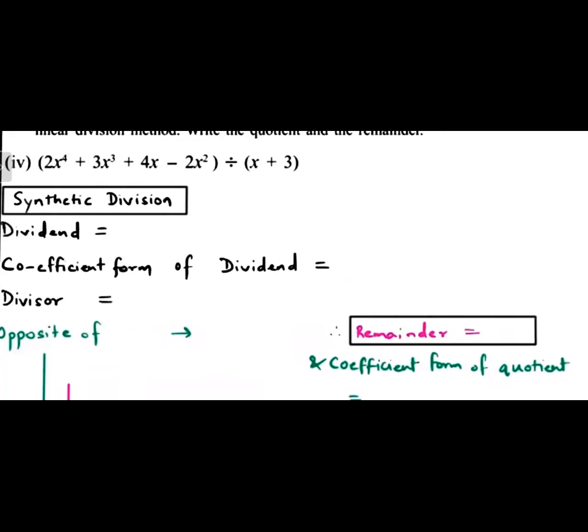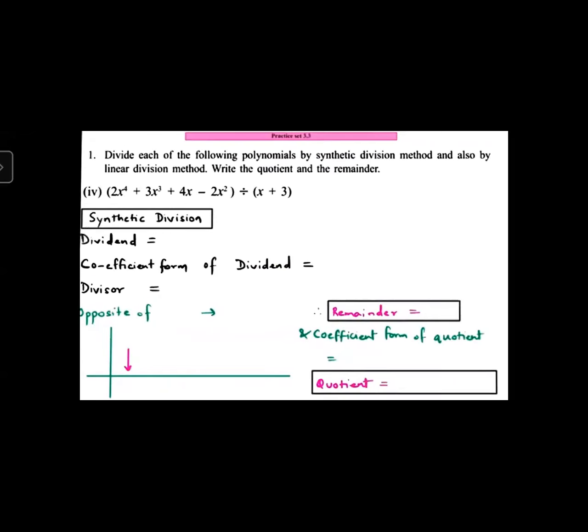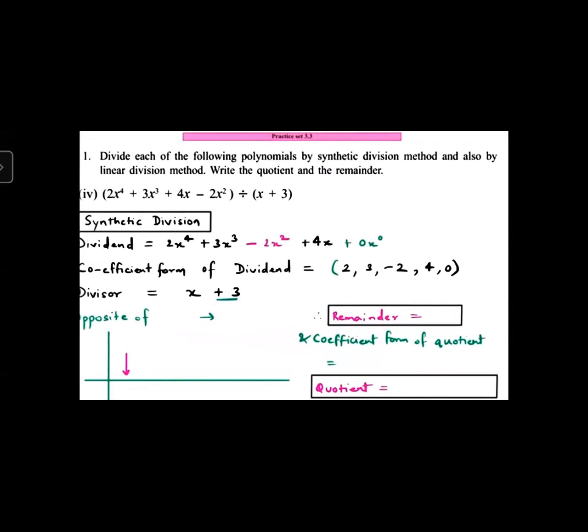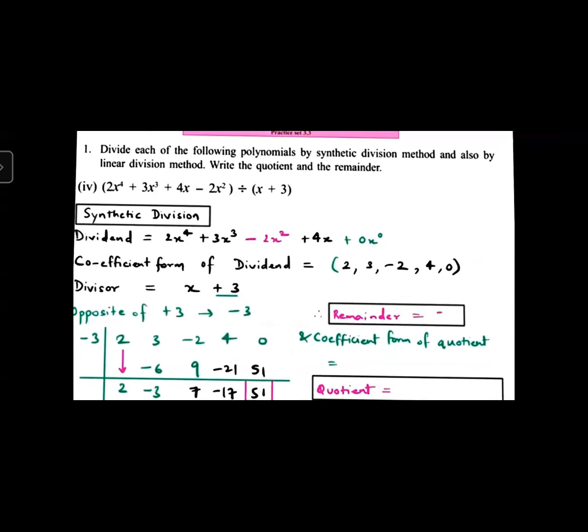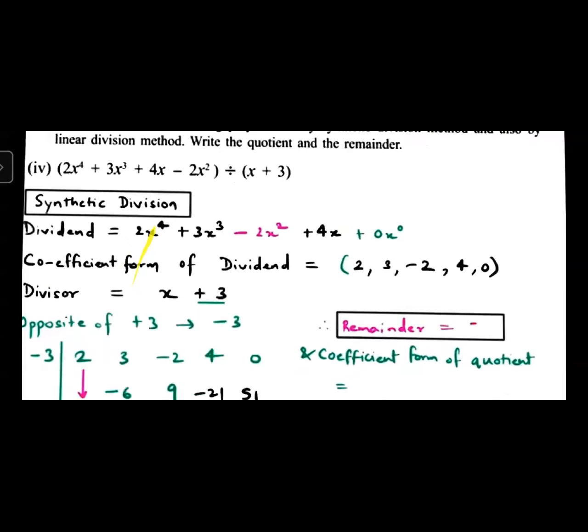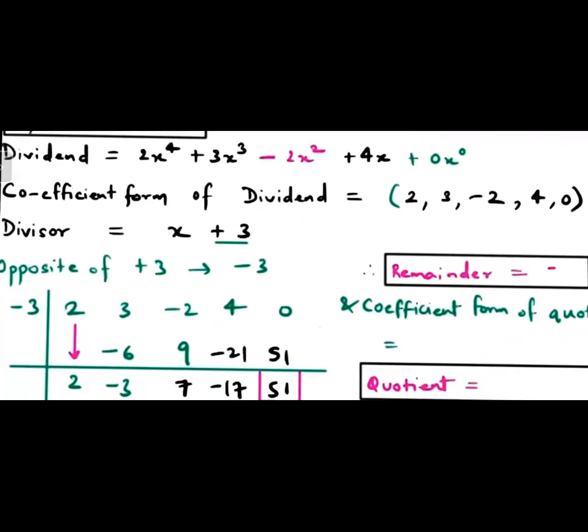Then the coefficient form of the dividend is 2, 3, minus 2, 4, and 0. The divisor is x plus 3, and the opposite of plus 3 is minus 3. You have to write the coefficient form 2, 3, minus 2, 4, 0, and the opposite of plus 3 to the left of the vertical line. Then start the synthetic division as you all can see here.